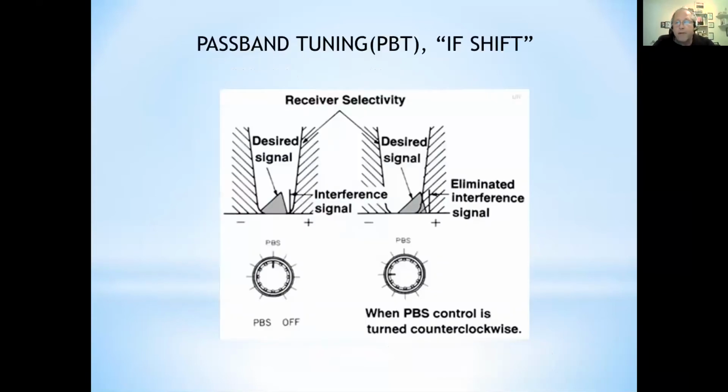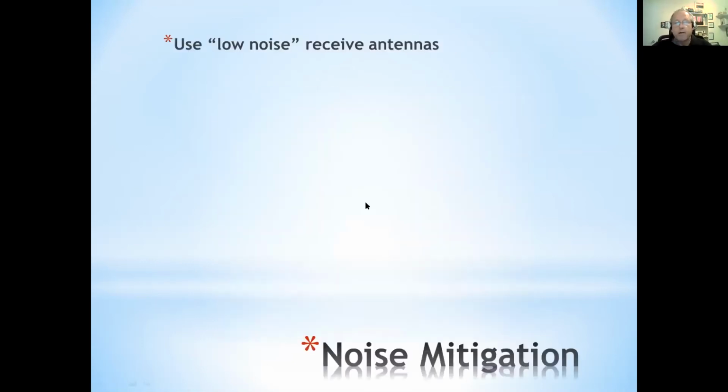Now here's an example of IF shift. This happens to be an ICOM graphic, but you can see here that you've got a receiver that's got not only the desired signals, and this is the passband of what the thing's trying to receive. Okay, so it's narrowed down to a little signal bandwidth here. Here's the desired signal, just a little interference signal on the side. And by shifting the IF over just a bit, in this case we're shifting it over this way, you can actually throw the interference signal out of the passband, and sometimes that helps.